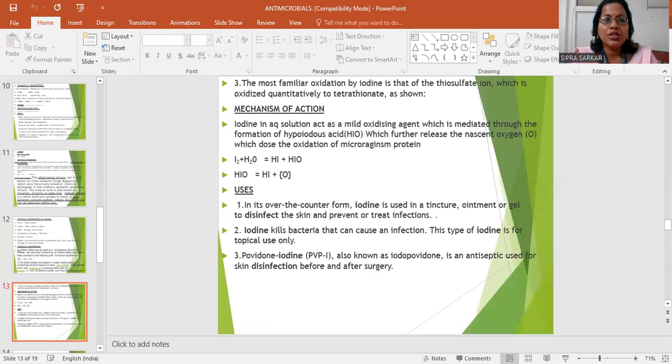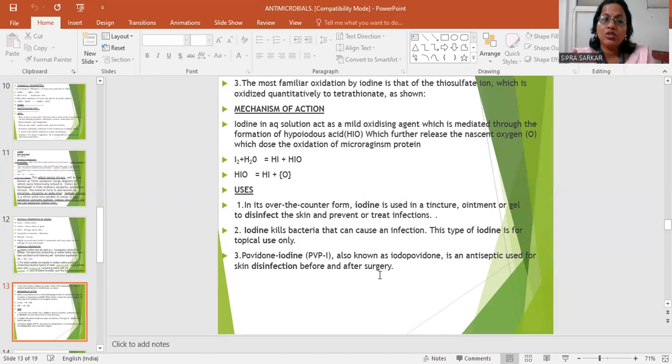Now, mechanism of action: it is an oxidizing agent and forms the halogenous acid. So it forms hypoiodous acid, from I2 and H2O giving HIO, which further releases nascent oxygen, which does the oxidation of the microorganisms. It is available in over-the-counter form, and iodine is used as a tincture, ointment, or gel to disinfect skin and prevent infection. Iodine kills the bacteria that can cause infection. This type of iodine is for topical use only.